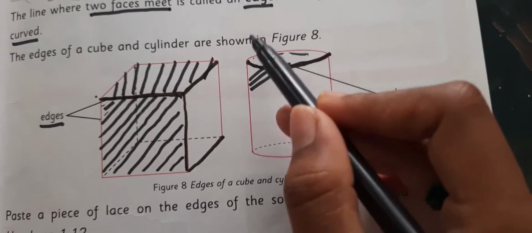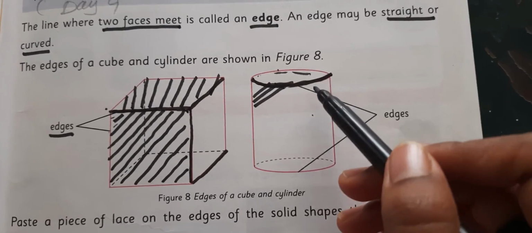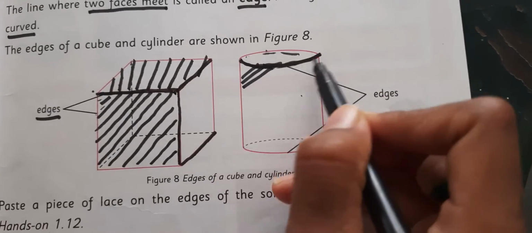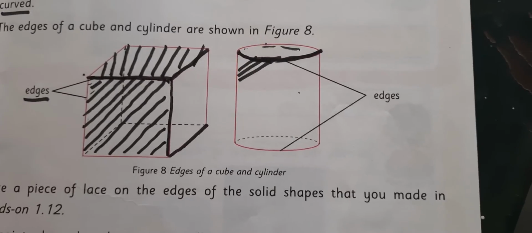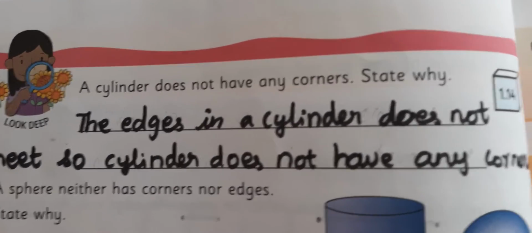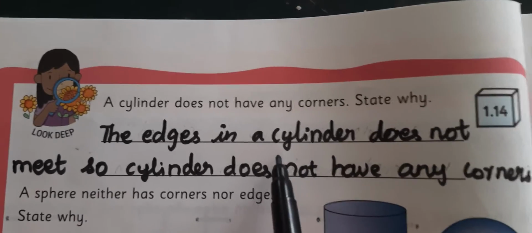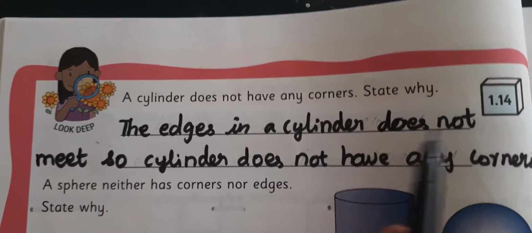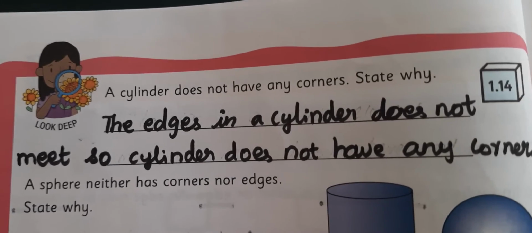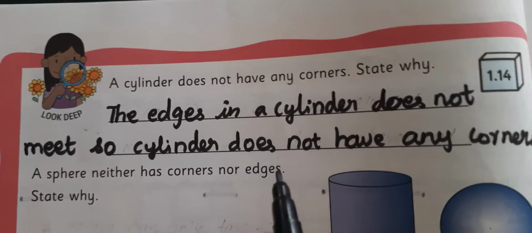But see, the cylinder has curved edges. So the cylinder does not have corners, because curved edges cannot make corners. That is the reason the cylinder does not have corners. What is the reason? The cylinder has edges, but they are curved edges. The edges in the cylinder do not meet, because only straight edges meet at one point, but curved edges do not meet.